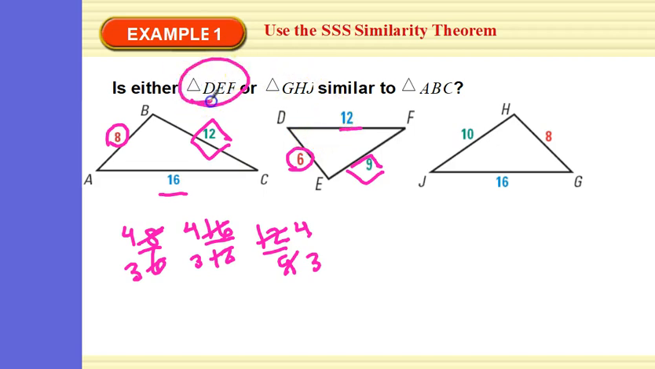So this one, all right, let's check this one out. So 8 is to 8, that's 1 to 1. 12 is to 10 is not 1 to 1, so definitely not. 16 to 16 is 1 to 1, 8 to 8 is 1 to 1, 12 to 10 is not 1 to 1. That one is not similar.